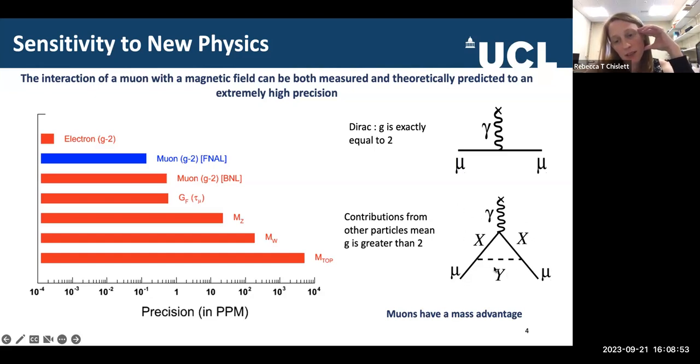This is sensitive. You can have any particles in existence in these loops. So therefore, we're sensitive to any potential particles that we don't know about. And muons are particularly interesting because they're heavier than the electron, which, with this mass advantage, means that you have greater sensitivity to higher masses than the electron, because it goes by the mass squared. So the tau would potentially be more sensitive to higher energies, but is much more difficult to measure because conveniently the muon decays nice and neatly to an electron.